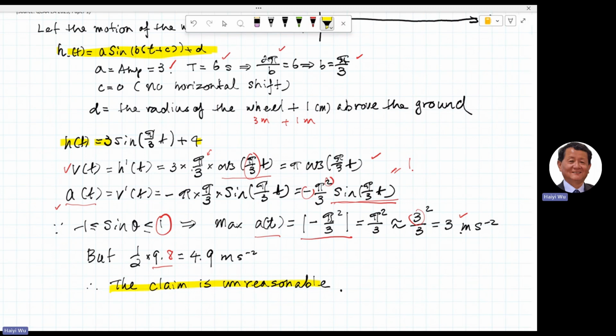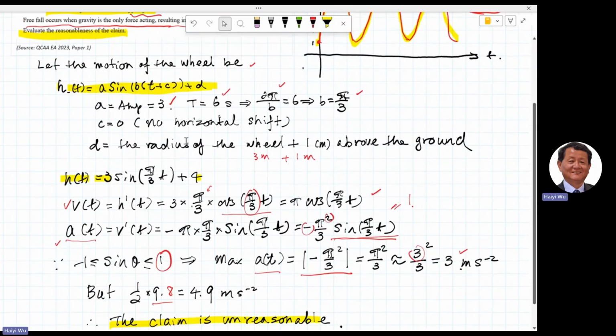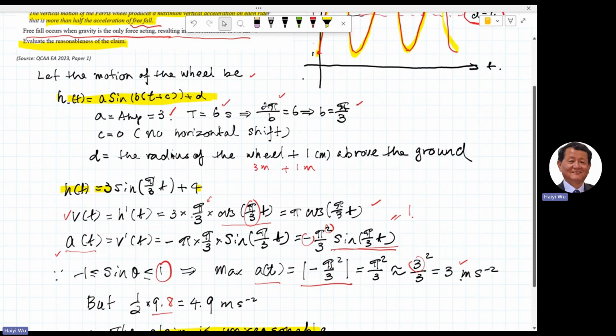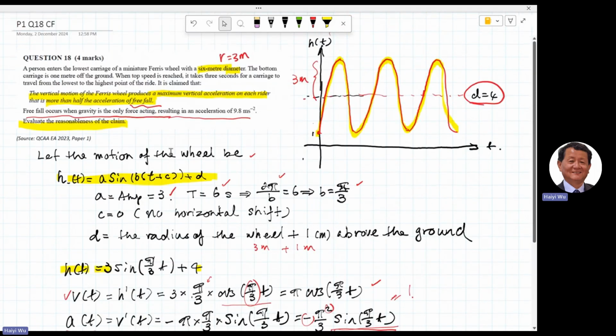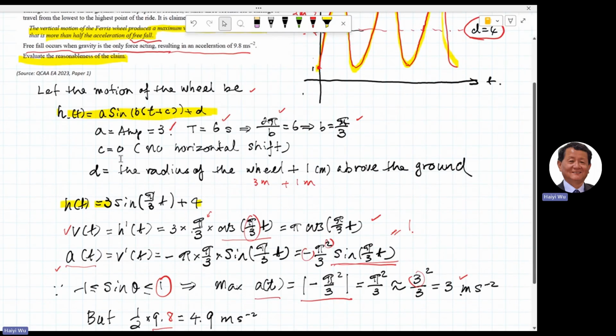Okay, that's all we have for this question 18. I would say this is a complex familiar question because we need to find those A, B, C, D. All right, hopefully you will enjoy the solution.